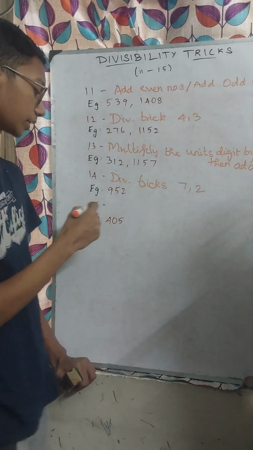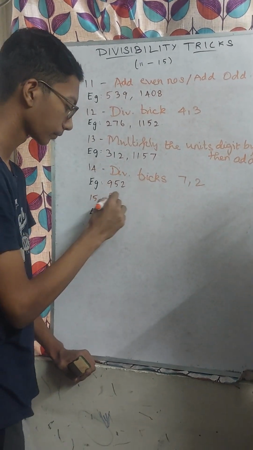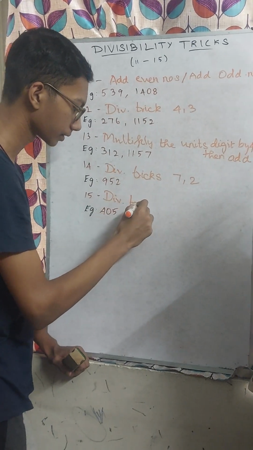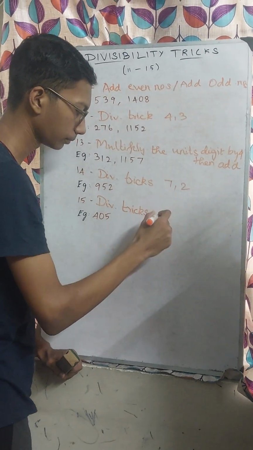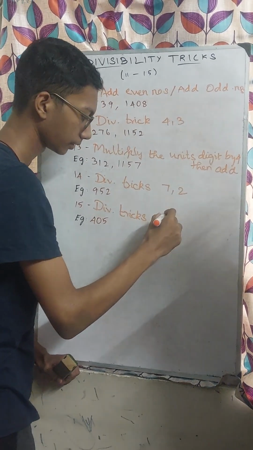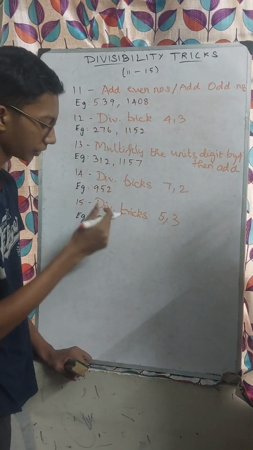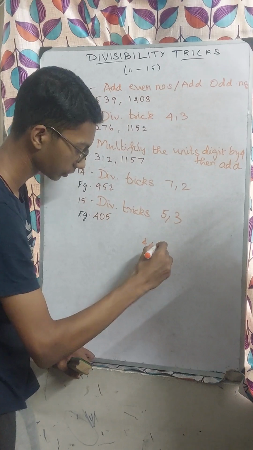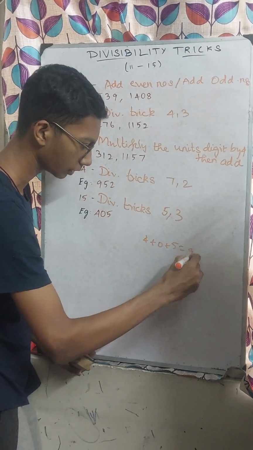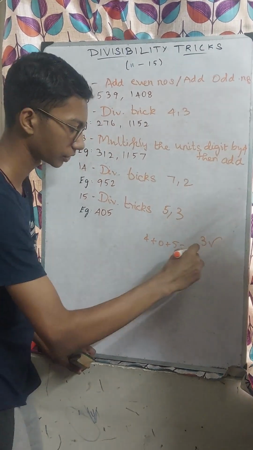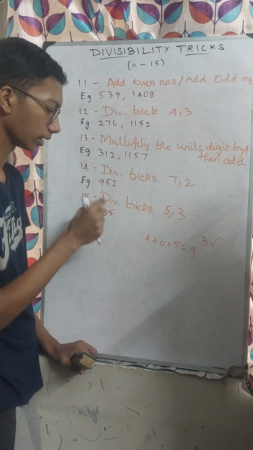Now for 15 it is actually easier. Just use the divisibility tricks for the numbers 5 and 3. So we see this number, and we add all the digits: 4 plus 0 plus 5. This gives 9. So the divisibility trick for 3 is checked. So this number is divisible by 3.